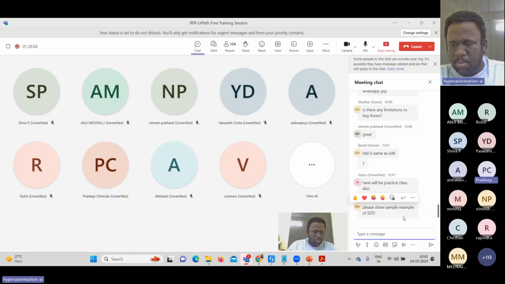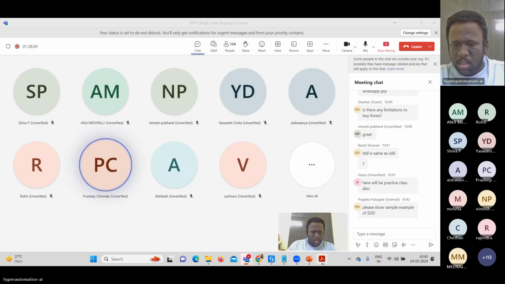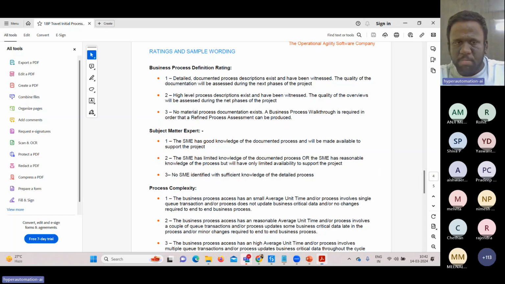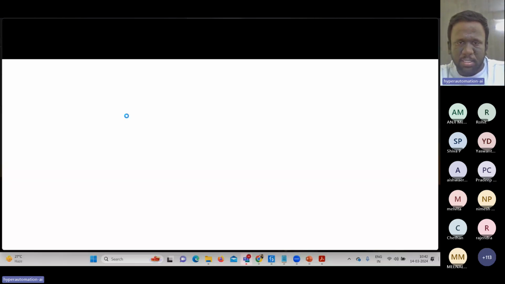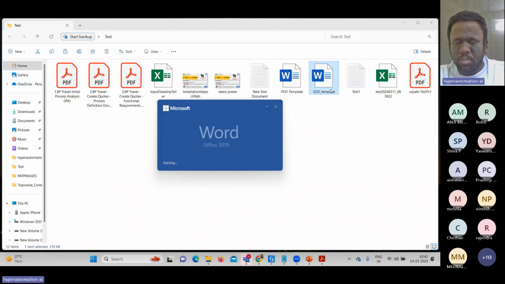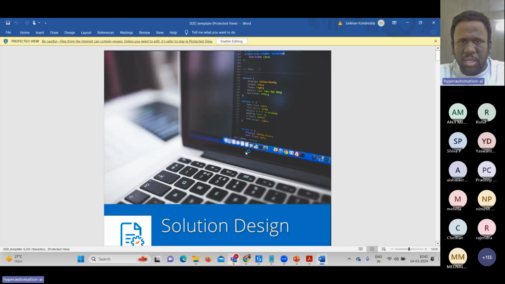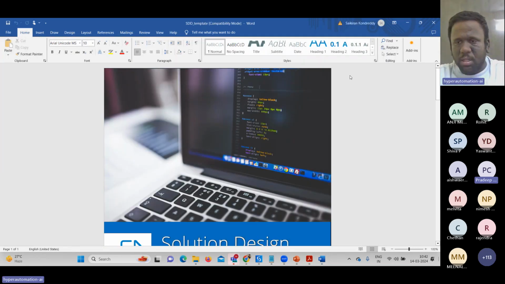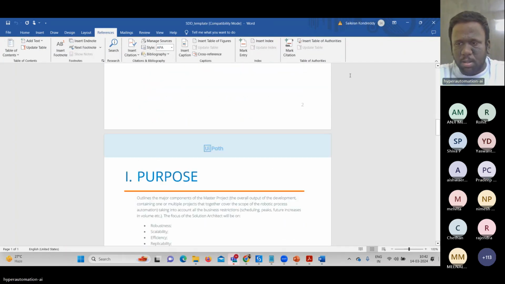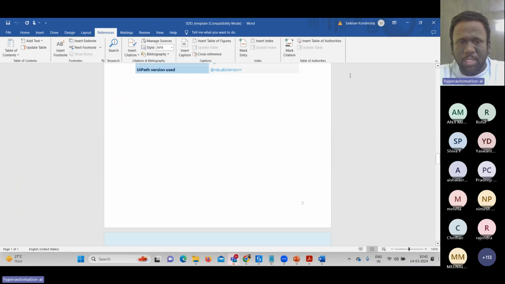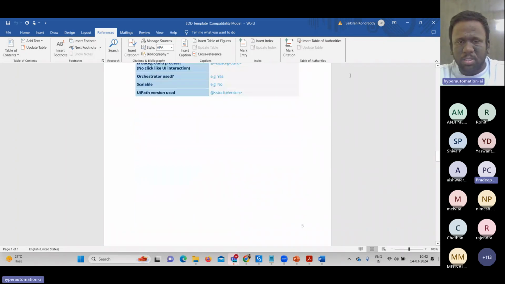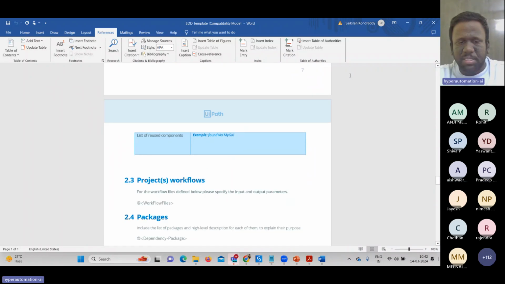Please show some sample example of STD. Yes, I've shared it already. So this is the sample. We have just shown it for STD. This is a small template. Pradeep, meanwhile, can you share the link for the particular piece we thought of providing? So this is a sample STD document.